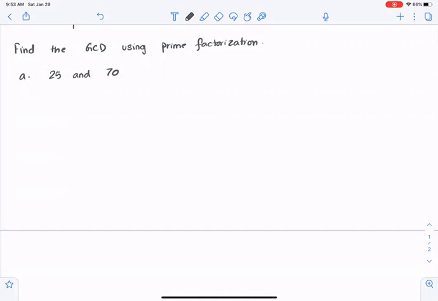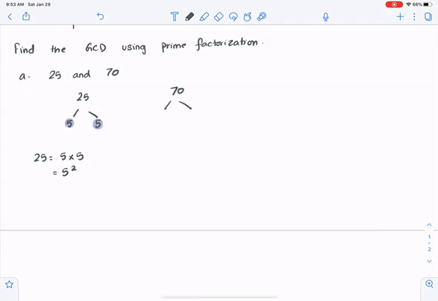We want to find the GCD using prime factorization. So let's start with 25. The last digit is 5, so 25 is divisible by 5. So I can write it as 5 times 5. But 5 is prime, so that's the best I could do. So 25 is simply 5 times 5, and that is 5 squared.